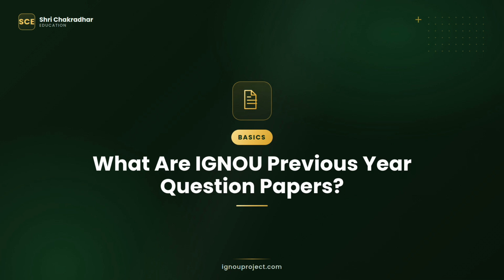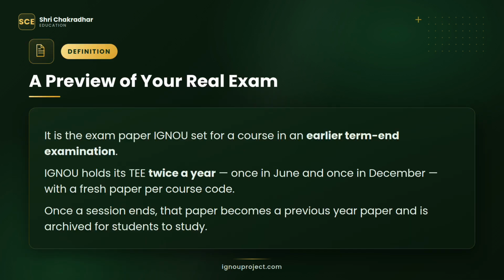So what exactly is an IGNOU previous year question paper? It is the exam paper that IGNOU set for a particular course in an earlier term-end examination. IGNOU holds its term-end exams, or TEE, twice every year, once in June and once in December. Every session, a fresh paper is set for each course code. Once that session ends, the paper becomes a previous year paper, and IGNOU archives it for students to study.